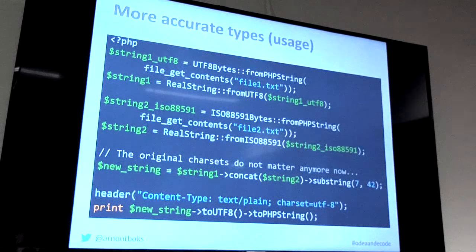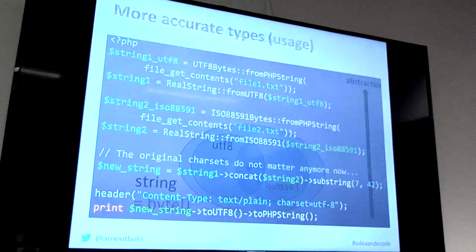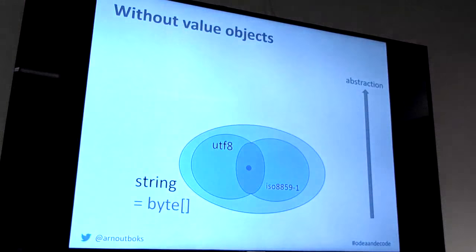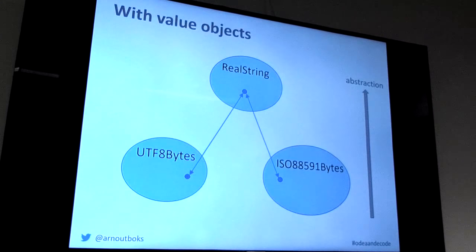So again, what this looks like is, well, without the value objects, we have the sets of the UTF-8 sequences, the ISO 8859-1 sequences, and the string type, which is actually just the set of byte sequences which encompasses them all. And with the value objects, we separate those sets and create a new set which contains all the real strings at a higher level of abstraction. We just interpret the data once, and we can then work at our higher level of abstraction.